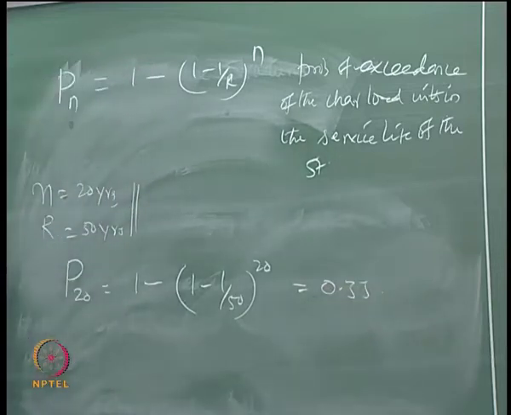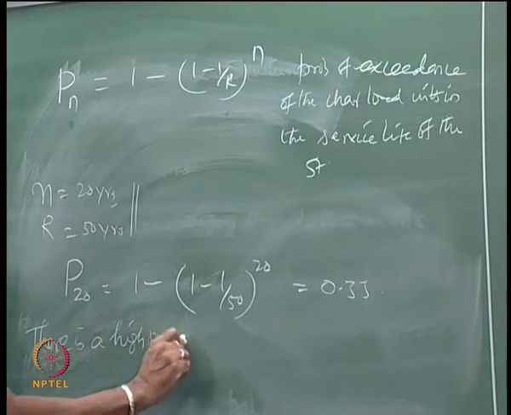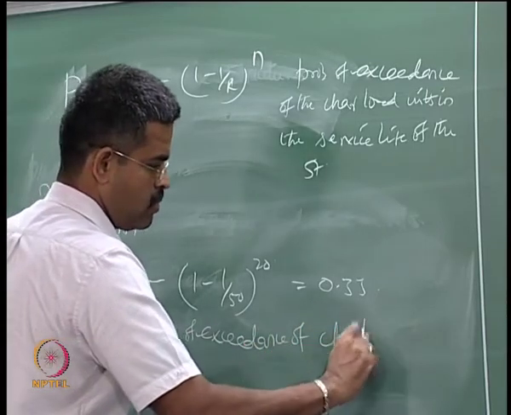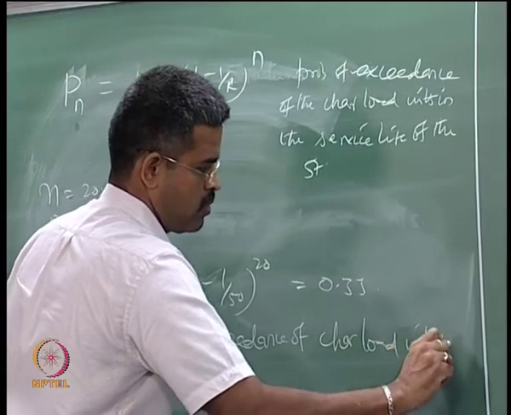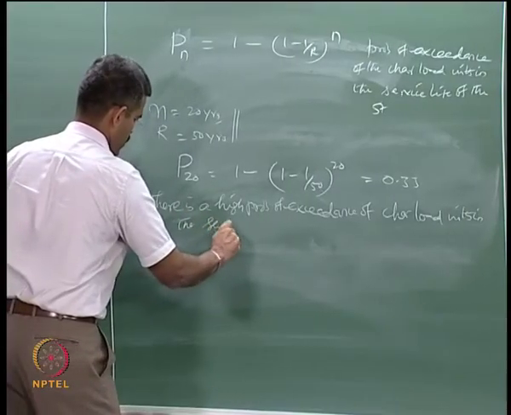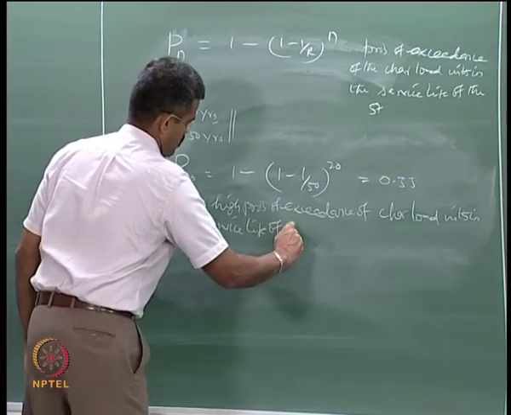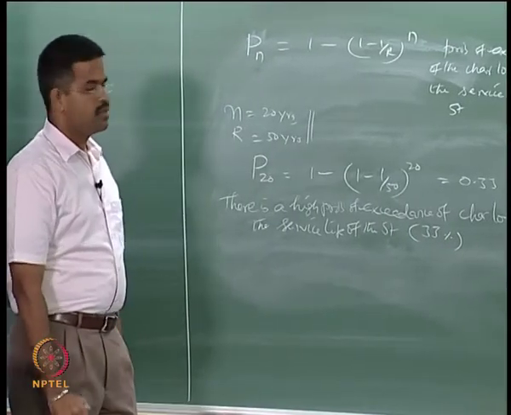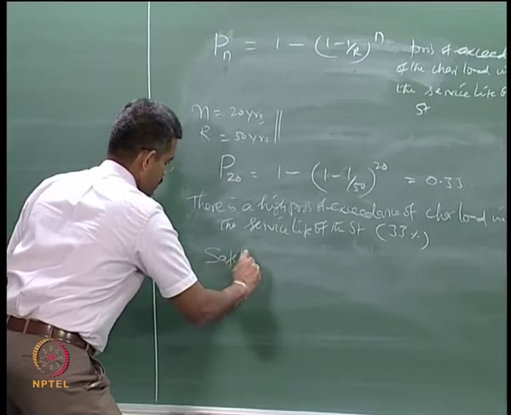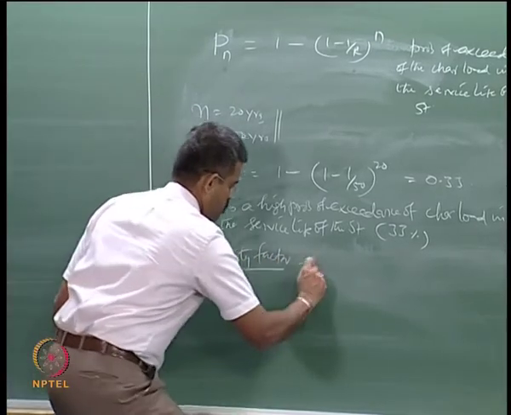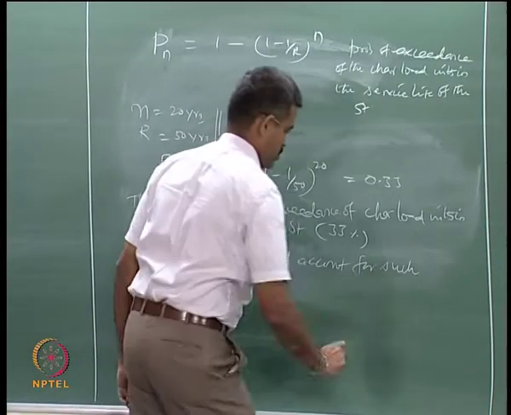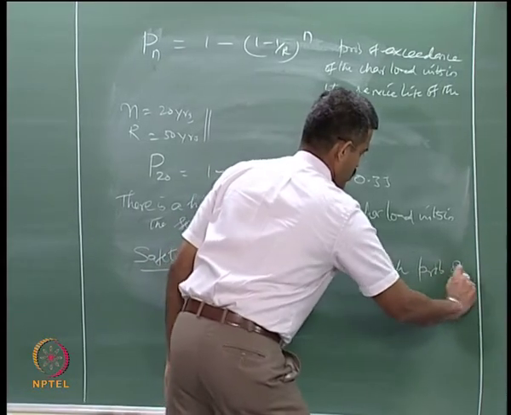So what does it mean? There is a high probability of exceedance of the characteristic load within the service life of the structure. 33% is very high, is it not? So a safety factor should account for such probabilities of exceedance.